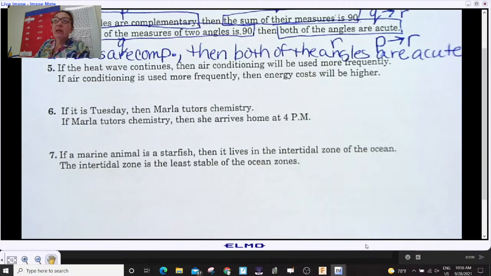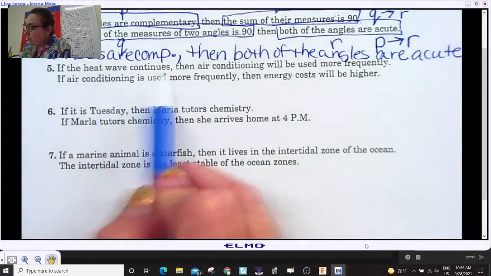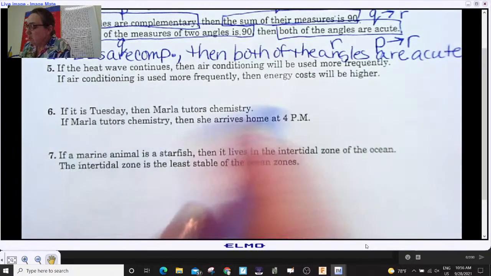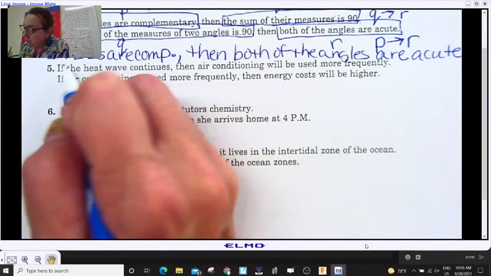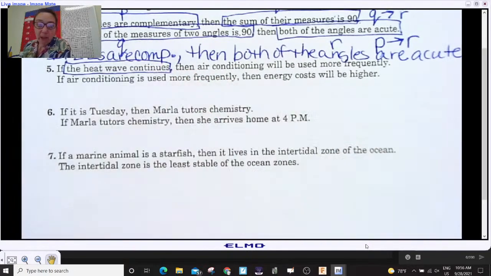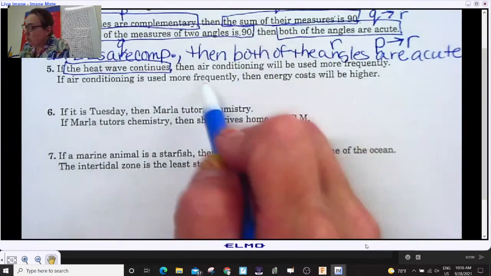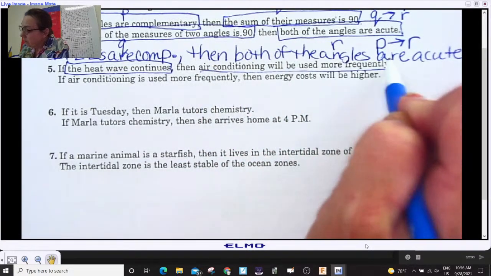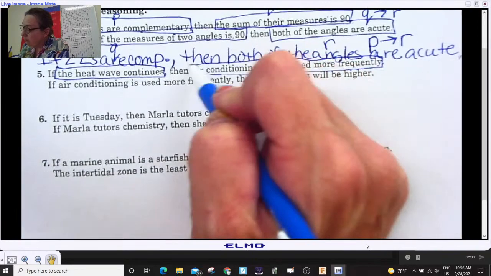Normally we get them for first period and hand them out to our first period class, but I guess they changed that. Okay. If the heat wave continues, then air conditioning will be used more frequently. So what is our P in this sentence? The heat wave continues. That's our P, right? What's our Q? Air conditioning will be used more frequently.